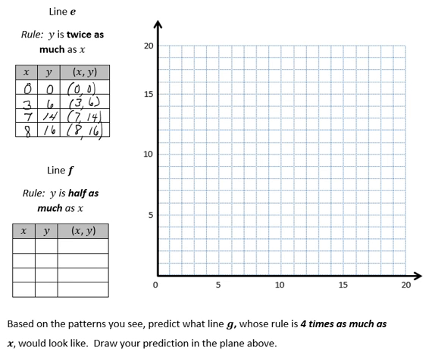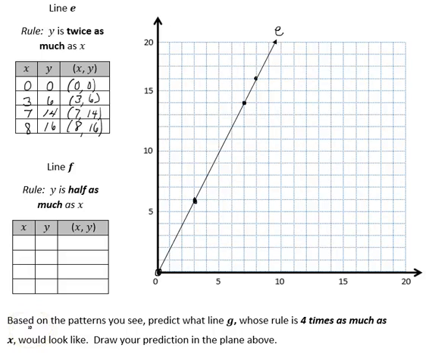So 0, 0 is actually the origin. 3, 6 would be over 3, up 6. 7, 14 would be over 7, up 14. And 8, 16 would be over 8, up 16. And I'll connect those points and call that line E. So there's all 4 of my points connected, and we'll call that line E. Now let's move down to the next table.